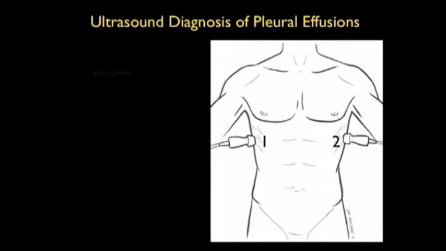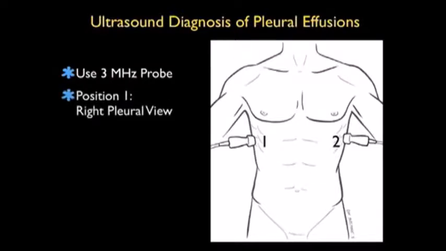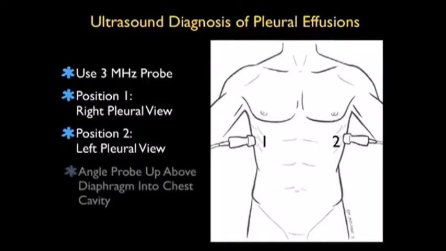Here's a slide reviewing how to perform the ultrasound examination for detection of pleural effusions. Optimally, you'll have a 3 MHz probe with a small footprint that can easily sit between the ribs, as we'll be looking into the right upper quadrant and left upper quadrant areas. In position 1, we'll be coming into the standard right upper quadrant trauma FAST exam and position the probe into that area just above the liver and below the diaphragm.